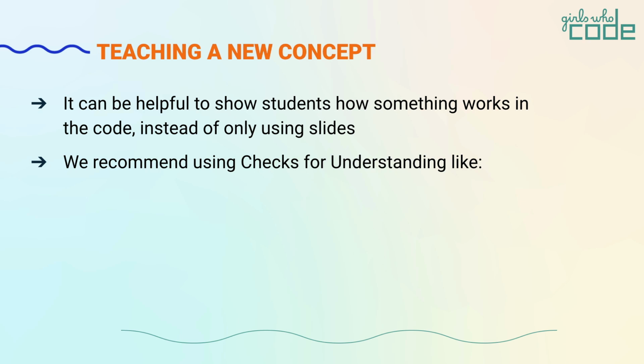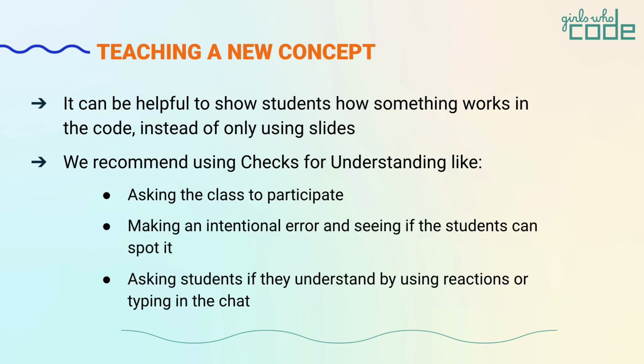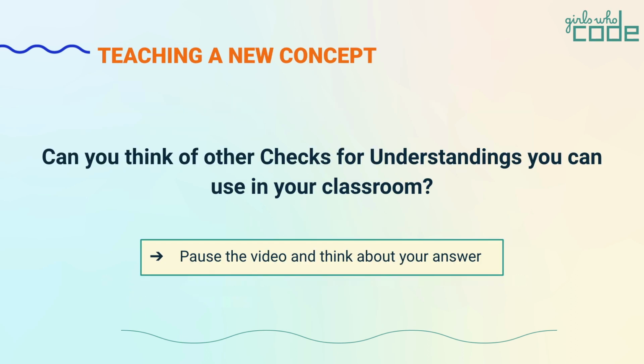Some examples of checks for understanding with code-alongs are asking the class to participate. For example, you can ask them to help you name a variable, making an intentional error and seeing if the students can spot it, or just asking students if they understand by using reactions or typing in the chat. Can you think of other checks for understanding you can use with code-alongs? Pause here in the video if you want to think of them on your own.